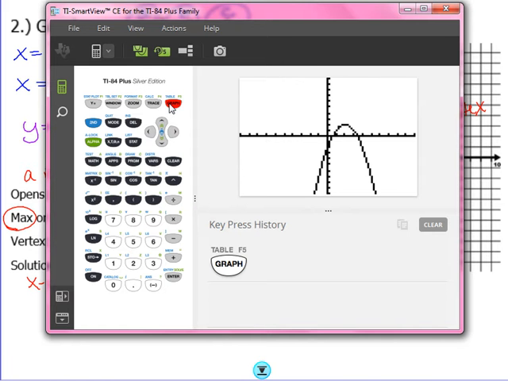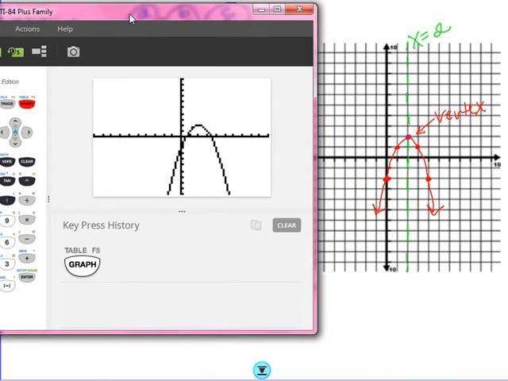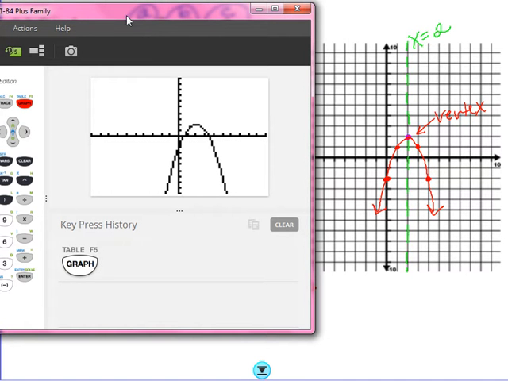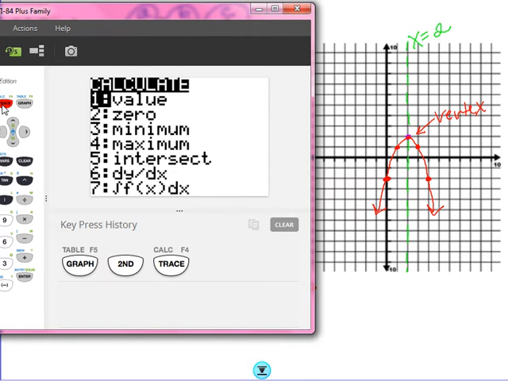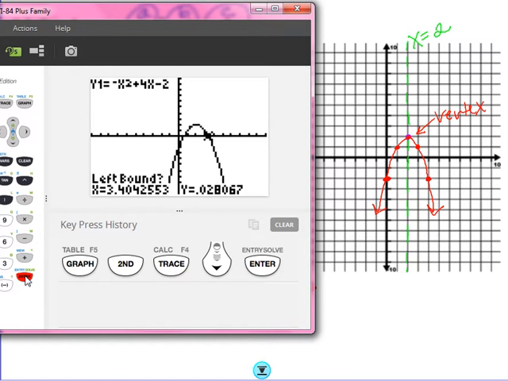As you can see, our graph should match what we have graphed on our paper. And now we're going to calculate our zeros. In order to do that, you're going to go second, trace, so it goes to calculate. Then we're going to go to number 2, which is zero. Hit enter. Now it asks for left bound and right bound. The reason is because your graph has 2 zeros, so you have to tell the calculator which zero you want to calculate. So we're going to calculate the right zero.